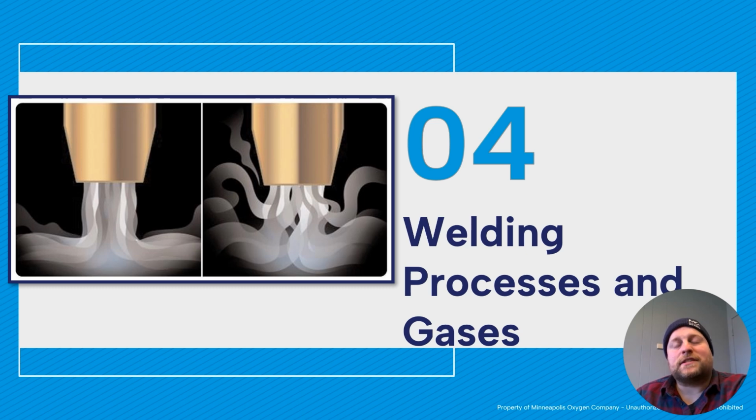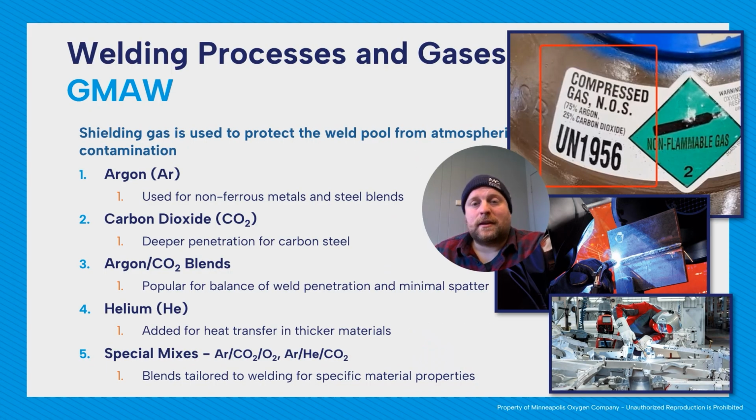All right, so let's look specifically at welding processes and gases, how we use them. What the gas does primarily in welding is it provides shielding. So molten metal and atmosphere, we don't want them combining because you're going to get a lot of porosity. You're not going to get as structurally sound welds. We want to try to keep atmosphere out of the molten metal. So what we use then is a shielding gas. Argon is very common for GMAW. Use it for non-ferrous metals and steel blends. CO2 provides deeper penetration for carbon steel.